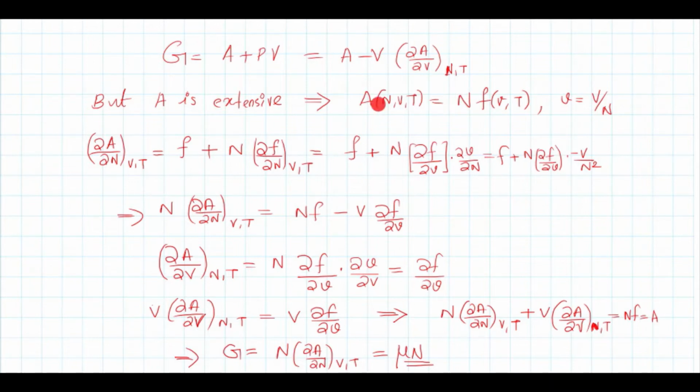Now take the derivative of this A with respect to n, ∂A/∂n at constant V and T. When you take the derivative with respect to n, you take f and take the derivative of n, that will give you the first term, plus take n and take the derivative of f, that is the second term. Okay, product rule. This is f plus n into, what is ∂f/∂n?